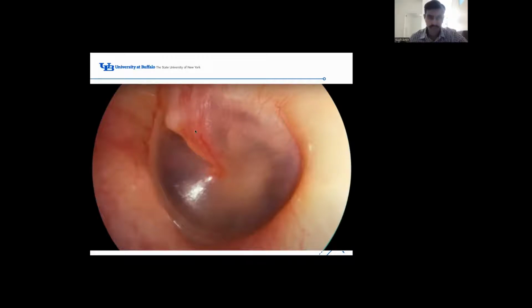Anything else? You can also see the pars tensa and the pars flaccida. Yeah, exactly. So all of this part over here is the pars tensa, and the pars flaccida is over here. And David, I see you're talking about the cone of light. That's correct, coming off right over here. Okay, so let's actually go over all of them. Yes, and the umbo right there.